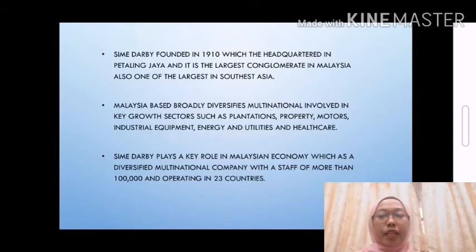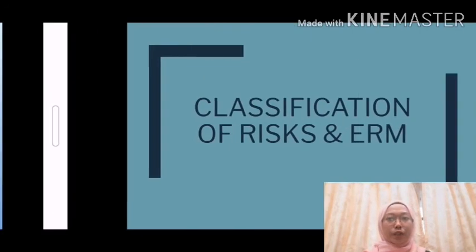Sime Darby was founded in 1910 with its headquarters in Petaling Jaya, and it is the largest conglomerate in Malaysia, also one of the largest in Southeast Asia. It is a Malaysia-based, broadly diversified multinational involved in key growth sectors such as plantation, property, motors, industrial equipment, energy and utilities, and healthcare. Sime Darby plays a key role in the Malaysian economy, as a diversified multinational company with a staff of more than 100,000 and operating in 23 countries.